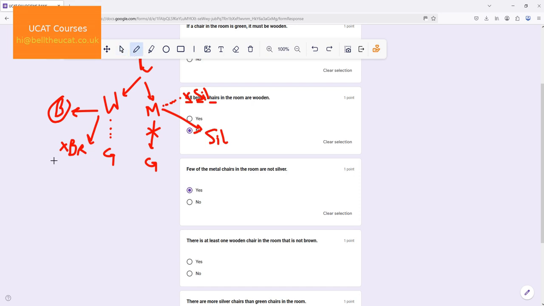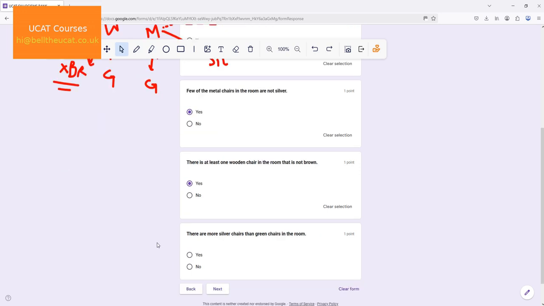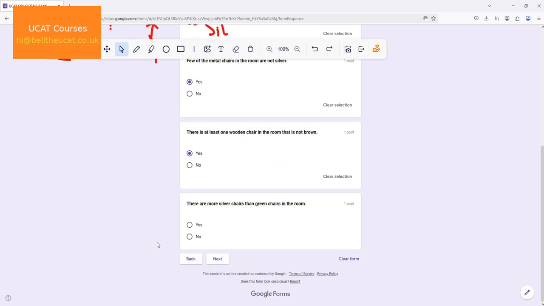Look at that. Of course here. That's the one. There is a wooden chair which is not brown. Easy. Right. Another one. So we say it's a big fat yes in this case. Ready? Moving on to our next question. So all done.